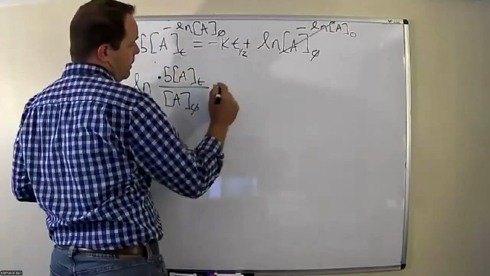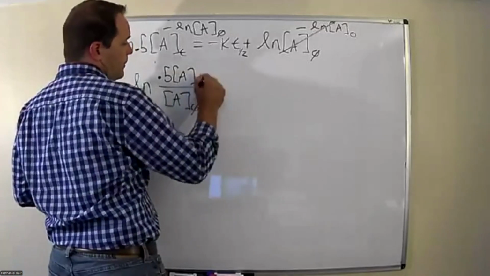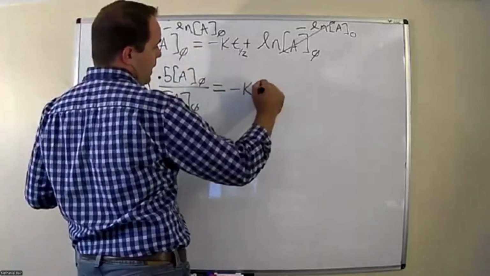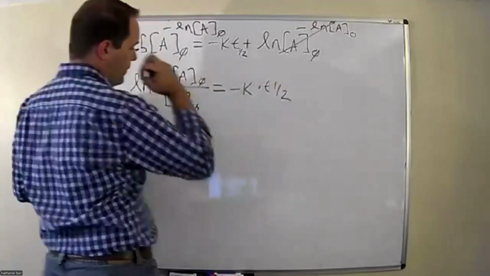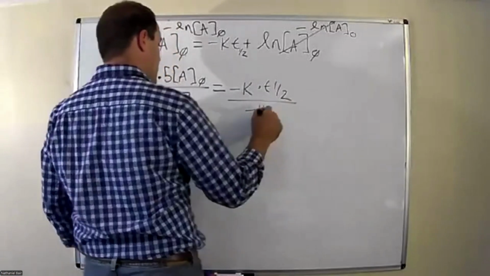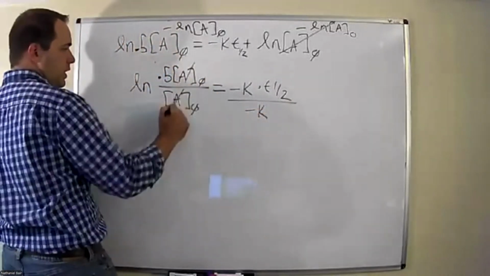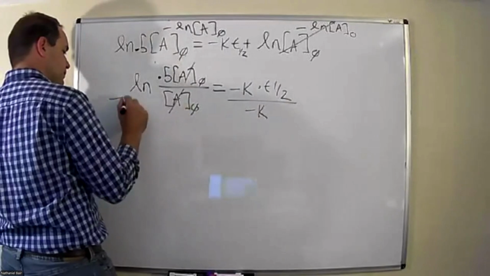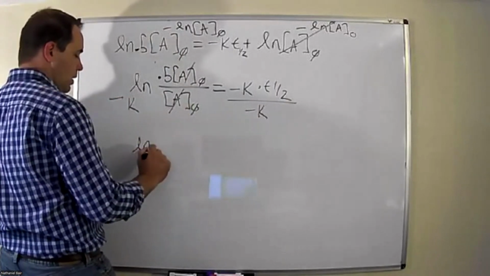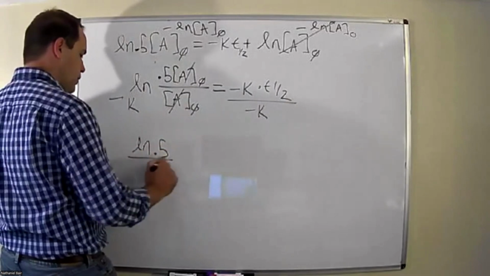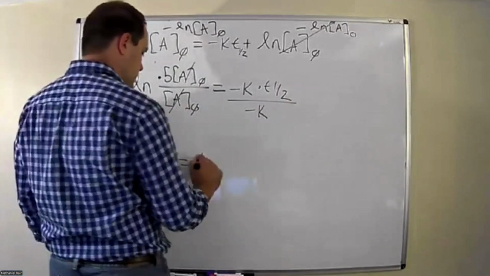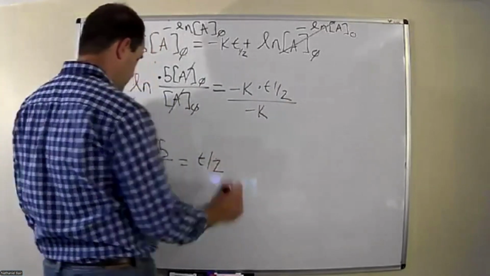And then that equals negative K times T1 half. And then if we divide by negative K, you can see the initial concentrations cancel out. And we end up with the natural log of 0.5 over K, and then that's all to the negative 1, equals T1 half.